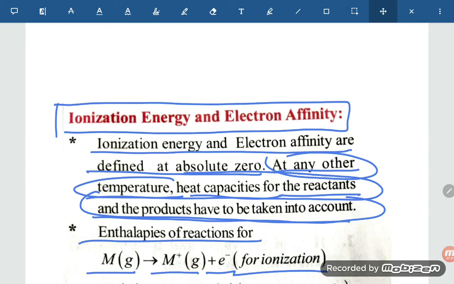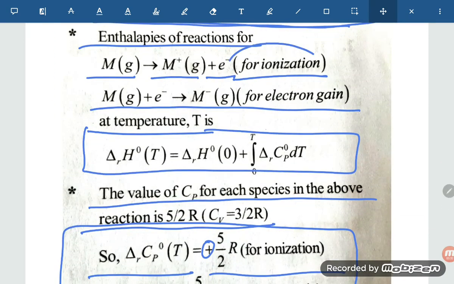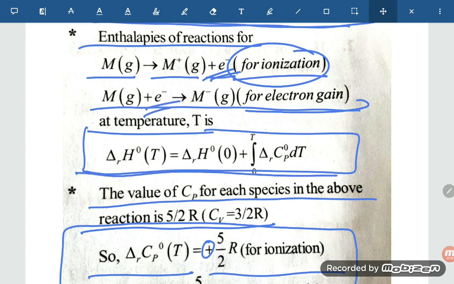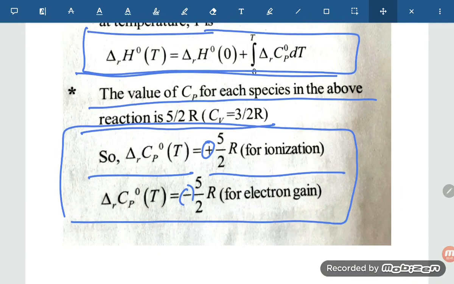So ionization enthalpy and electron affinity are defined at absolute zero. At any other temperature, the heat capacities for the reactants and products have to be taken into account. I already mentioned that for ionization enthalpy an electron is getting removed, and for electron gain enthalpy an electron is getting added. This is the expression for the enthalpy, and I have explained that Cv is 3 by 2 R and Cp is 5 by 2 R. So these things have to be taken into consideration.